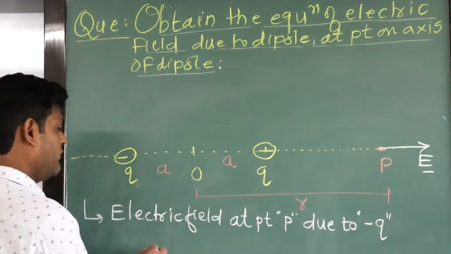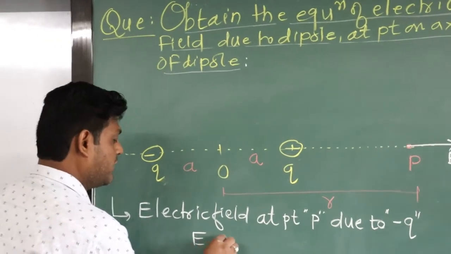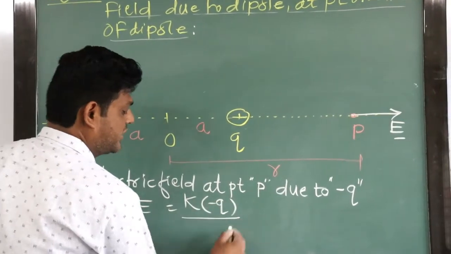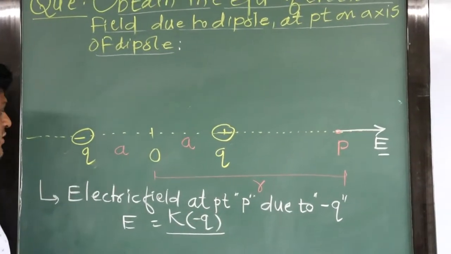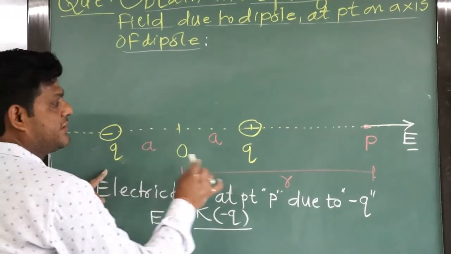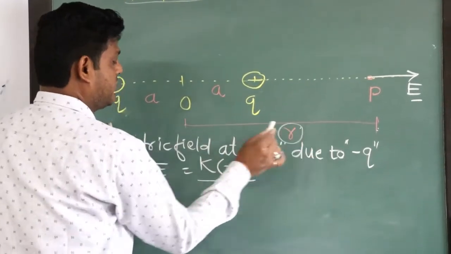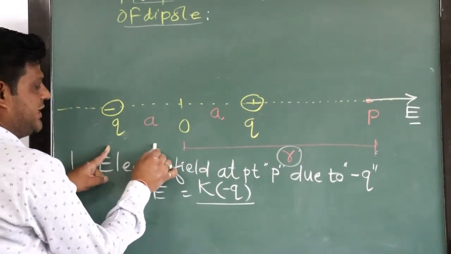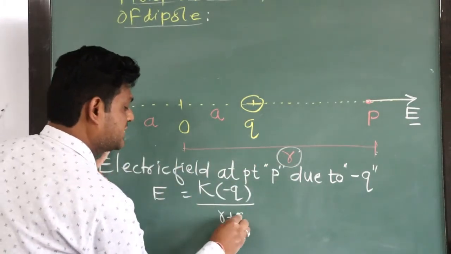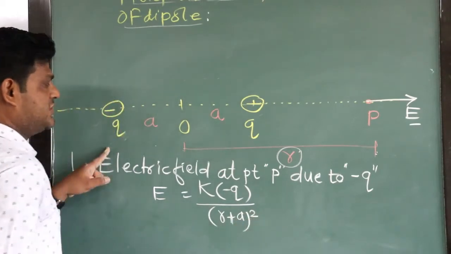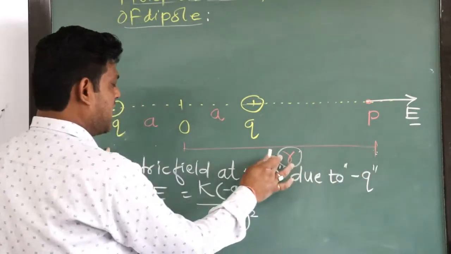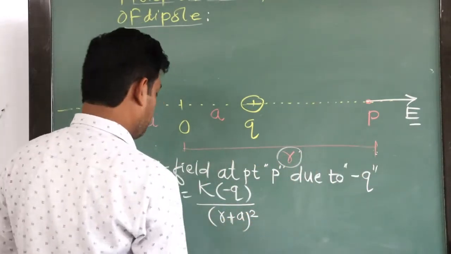The general formula for electric field is E equal to k. It is a minus q charge, so we will write minus q divided by distance squared. What is the distance of point P from the minus q charge? From P to O it is r, from O to minus q it is a, so we will write (r + a). So (r + a) squared, the distance between the minus q charge and the point P is r plus a. This is equation number 1.